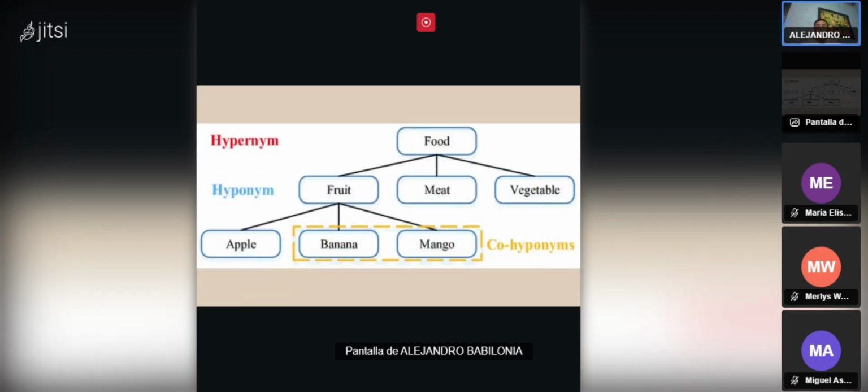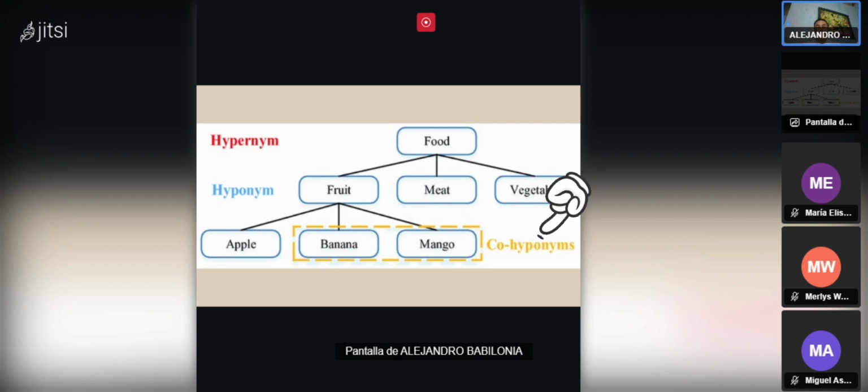Now let's break down the relationship in the graph, where we have the hypernym, that is food. The term food is the broadest category of hypernym in this context. It encompasses a wide range of items that people consume. Then we have hyponyms that are fruits, meats, and vegetables. Under the category of food, you have more specific subcategories or hyponyms, which are fruit, meat, and vegetable. Each of these represents a distinct group of foods.